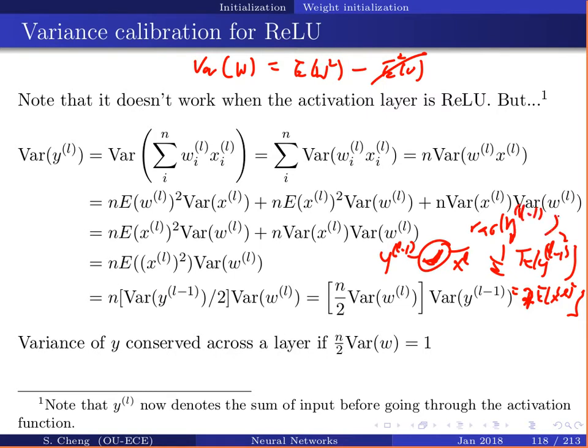Something like that. So this will be equal to that, but it's all under the condition that YL minus 1 should be zero mean. But why should this guy be zero mean?